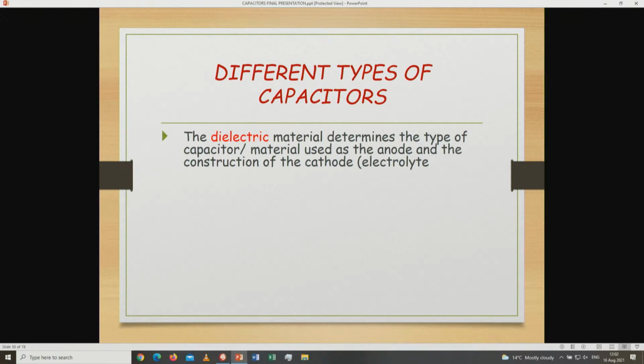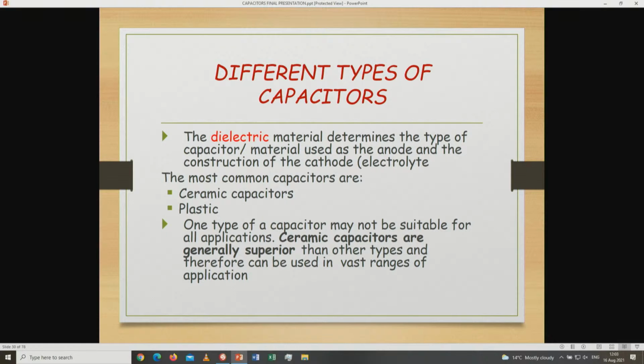Right, different types of capacitors. The dielectric material determines the type of capacitor, the material used as an anode, and the construction of the cathode of the electrolyte. The most common capacitors are ceramic capacitors. We also have plastic capacitors. One type that is generally used is the ceramic one, because it is of superior quality to the others.